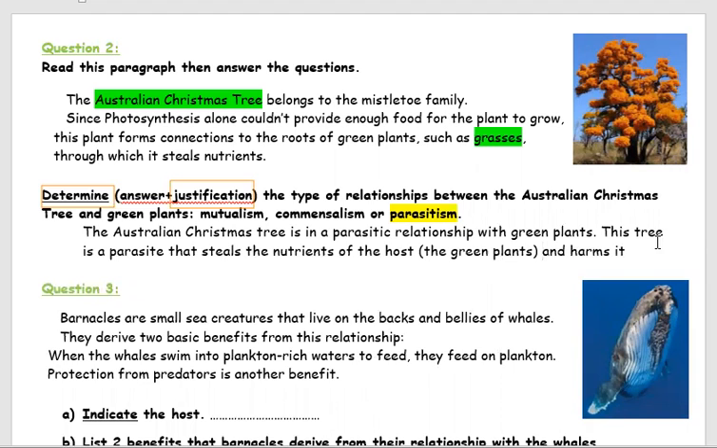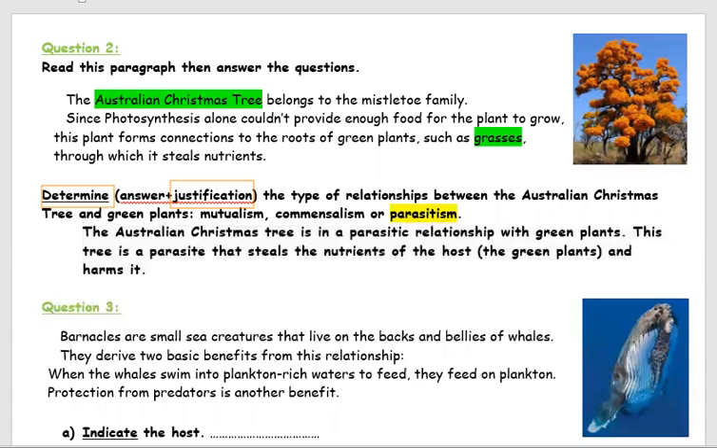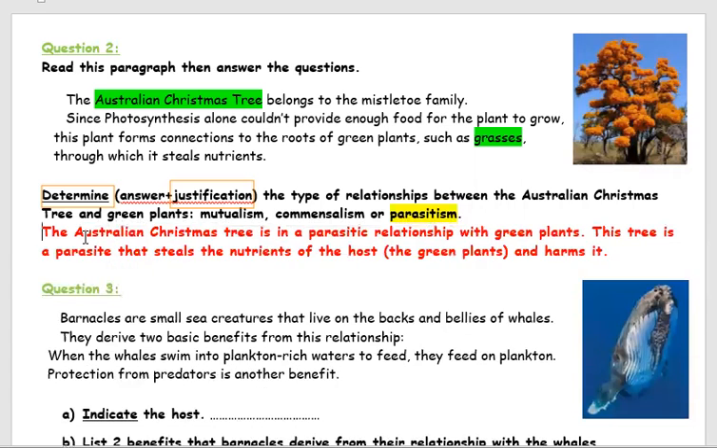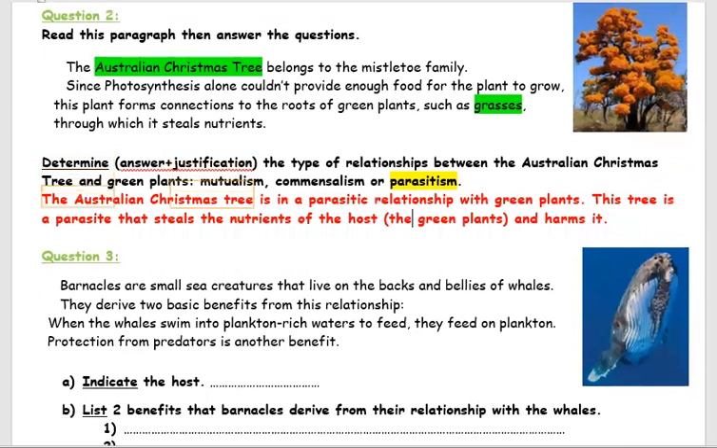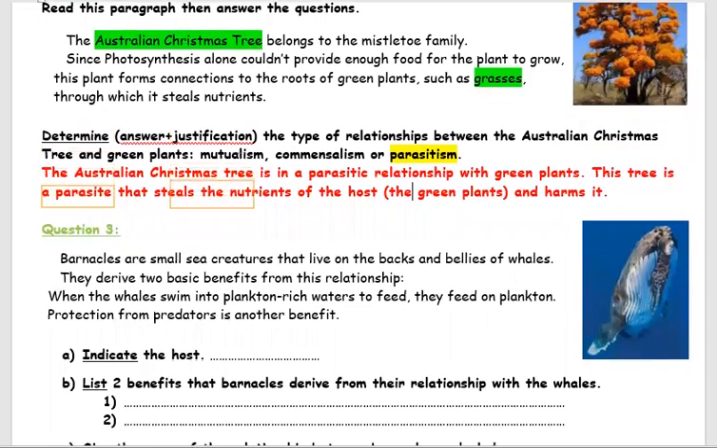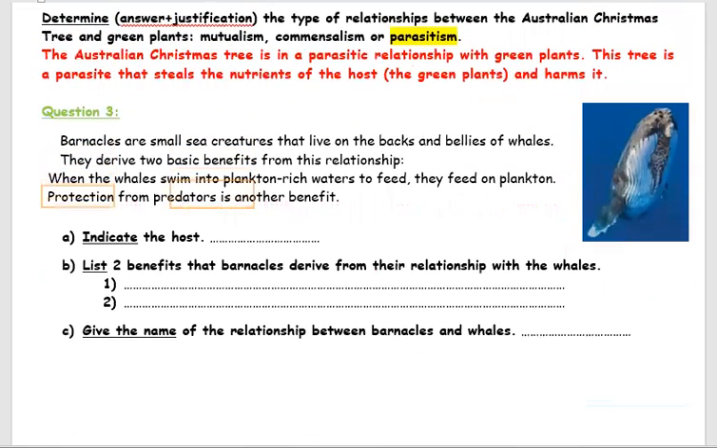Okay, you can explain the way you want, but you must justify your answer. You must say that these plants are in parasitism. Why is that? Because we have the parasite, which is the tree that is harming the host, which is the green plants or the grasses. Okay, the Australian Christmas tree is harming the host.